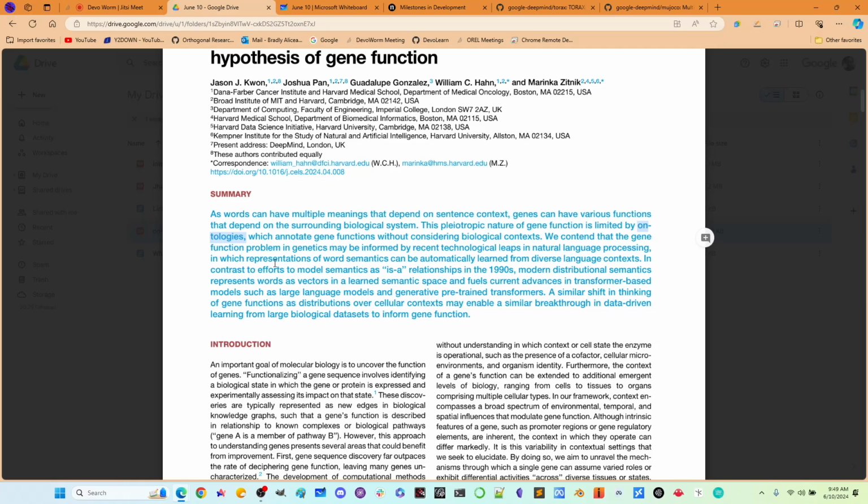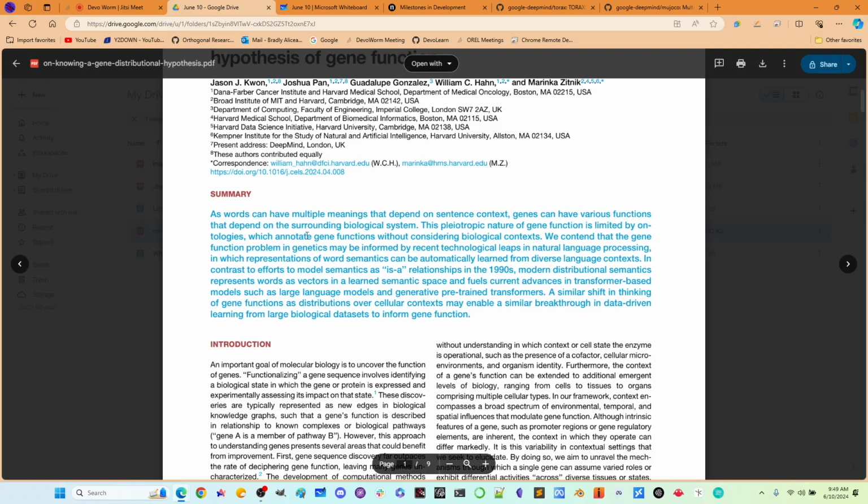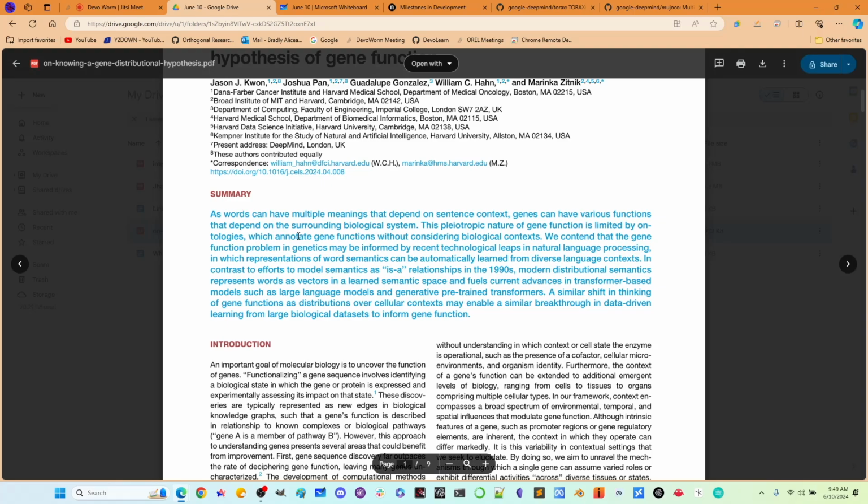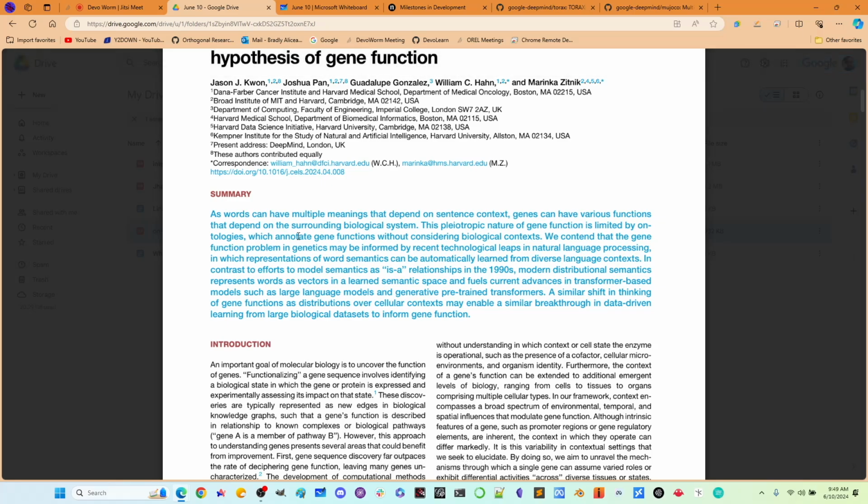So we can say, if one gene is doing something, X, and another gene is doing Y, are they two different things, or are they part of the same fundamental process? So they talk about ontologies. They annotate gene functions without considering biological context. A lot of ontologies and annotations consider function, but they don't consider it in the context of the entire genome or the entire cell or the entire organism.